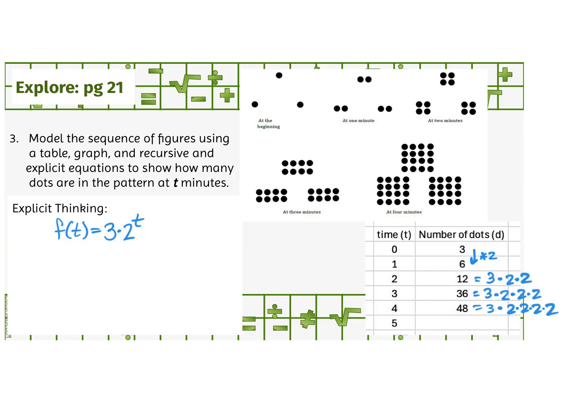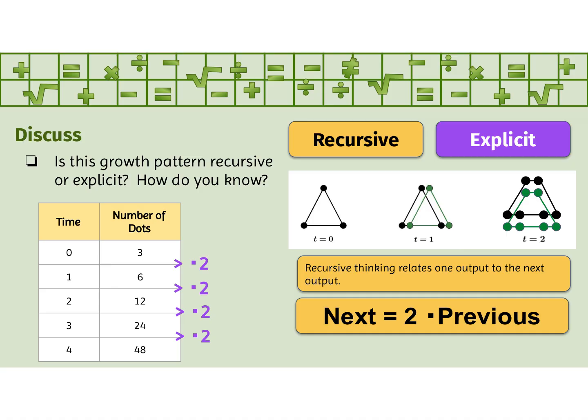So notice how we take that original amount and then multiply it, at that certain time frame, by that number of 2's. That's the reason why we have our explicit thinking as f of t equals 3 times 2 to the t power. So again, this puts everything together.